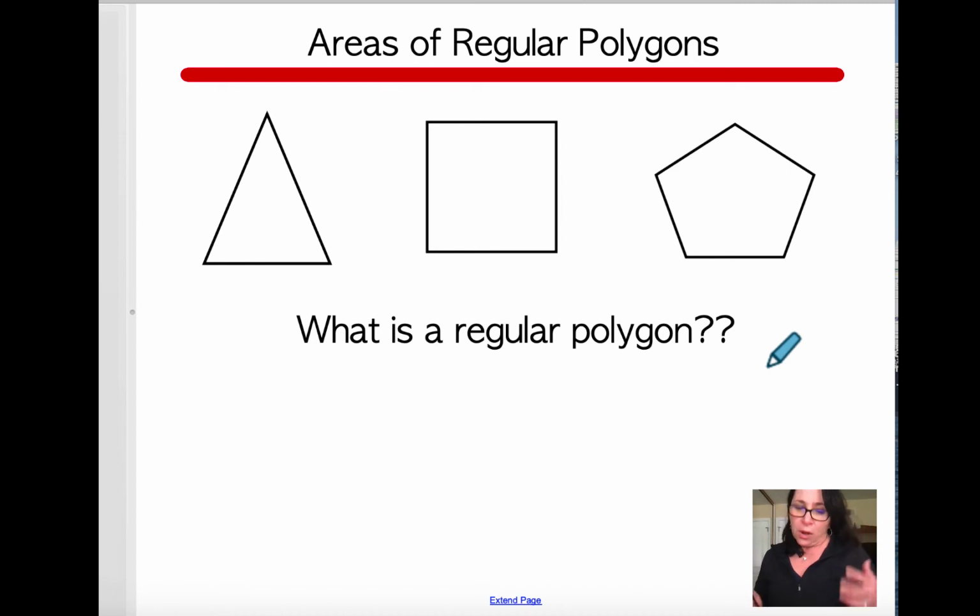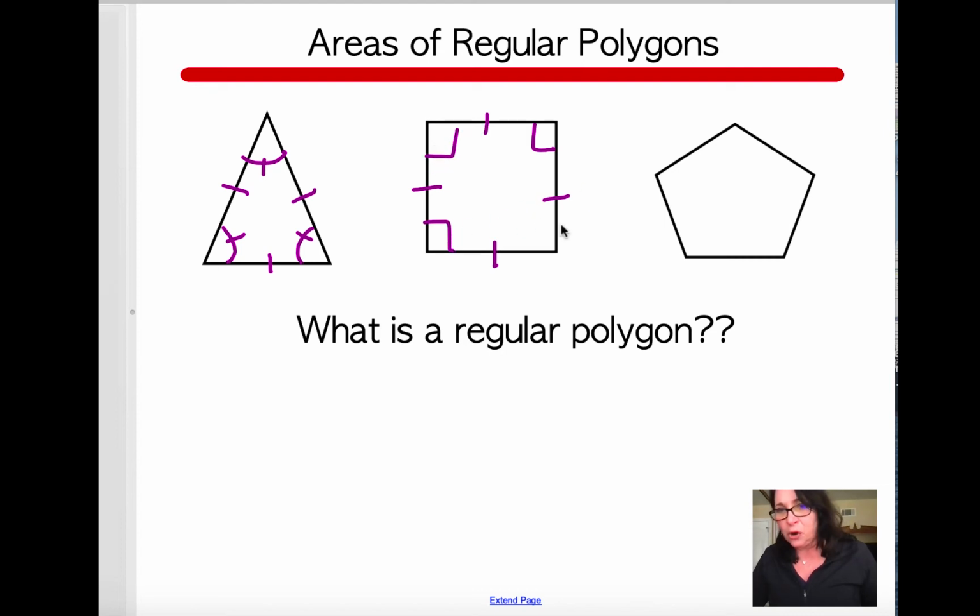Okay, so now we're going to move on to finding the area of regular polygons. A regular polygon, remember, we talked about this in the beginning of the period, is a polygon that has all sides congruent, and therefore all the angles are congruent. Additionally, the square is a regular polygon because all my sides are congruent and all my angles are congruent. This right here is a pentagon, but also all angles are congruent, all sides are congruent.